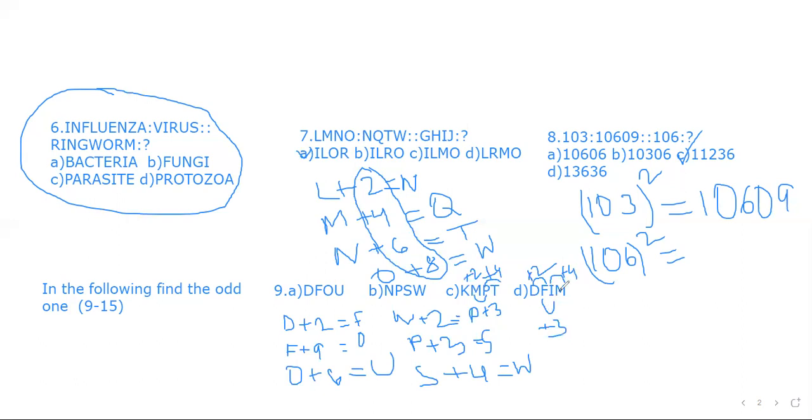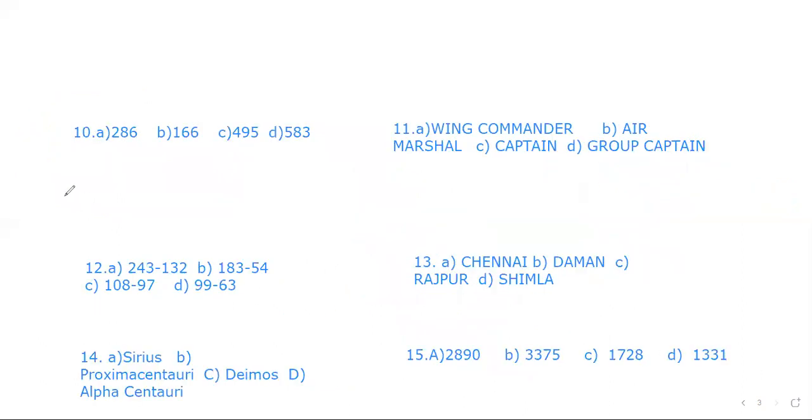So plus 4. So all these three are using what? Plus 2, plus 3, plus 4. Plus 2, plus 3, plus 4. Here also plus 2, plus 3, plus 4. But here it is using plus 2, plus 9, plus 6. So this is the odd one, which shows some dissimilarities compared to other options. The question is find the odd one.